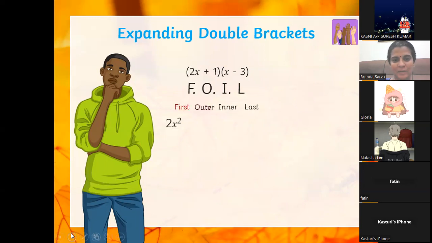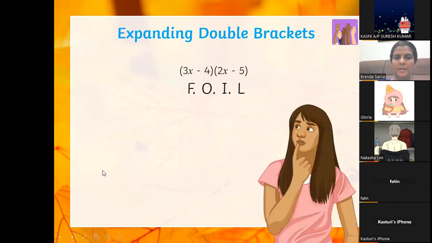Okay, first outer, inner, all these things, okay? Simplify. Did I get this answer? -6x plus 5? Okay, yes. All right. How about this?